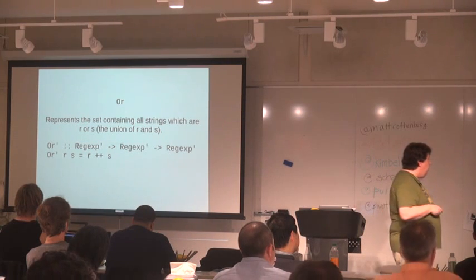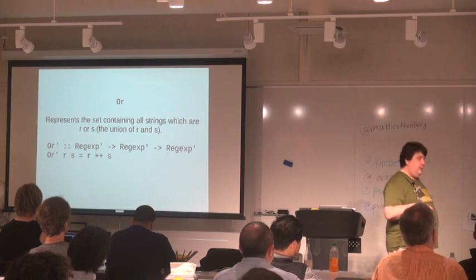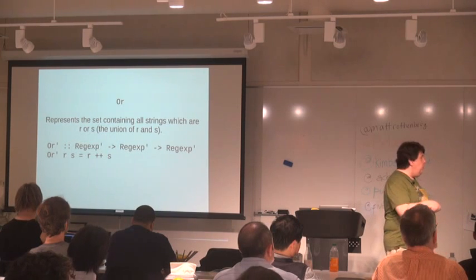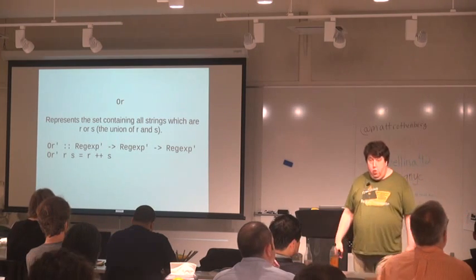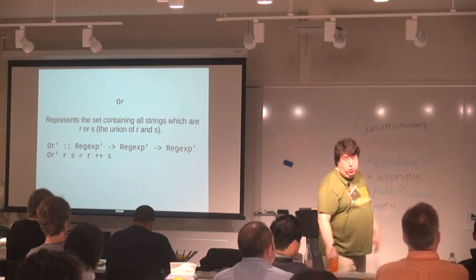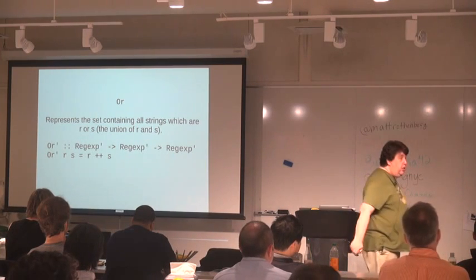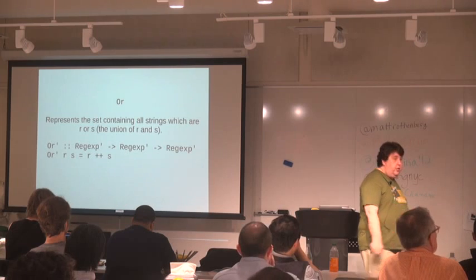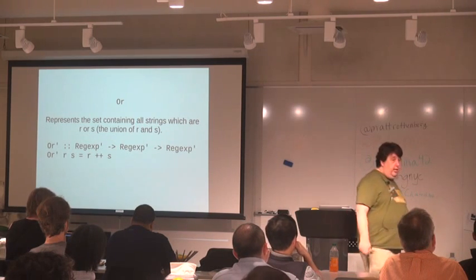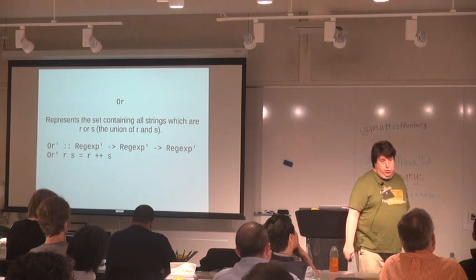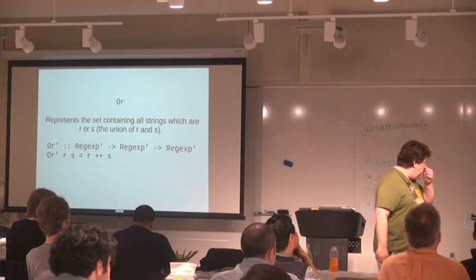The OR constructor represents the set containing all strings which are in R or S. And our intuition pump, which is just we list all the strings it matches, we can simply concatenate the two lists. So now our list of everything we match is everything in R and everything in S. By the way, we are not keeping anything in any sort of order, and we're not worrying about duplicates here. This is just an intuition pump.